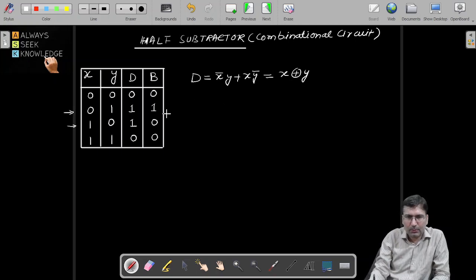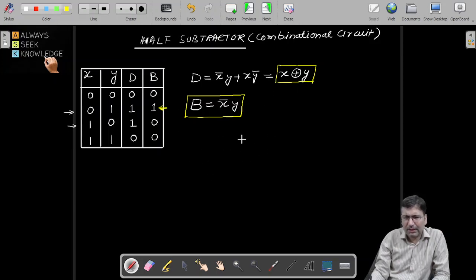Now let's talk about the borrow. There is only a single place where borrow is high. This is that place where borrow has value 1, and here we are getting 0 1. So simply x bar y, we can write as the expression for borrow. So this is the expression for borrow, and this is the expression for difference.